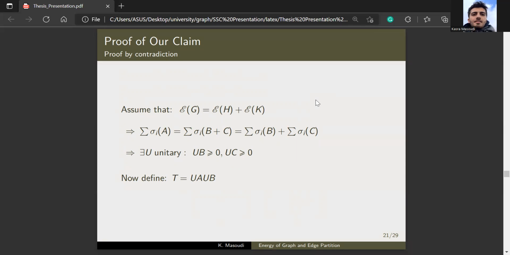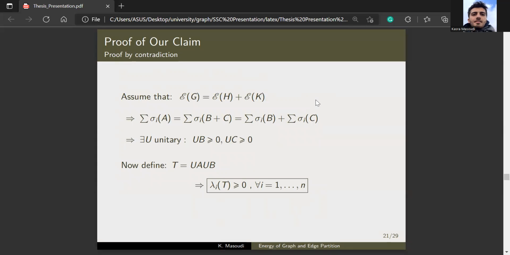We define T as the product of UR and UB. From linear algebra, we know that the eigenvalues of the product of two positive semi-definite matrices are non-negative. And since UR and UB are positive semi-definite, all eigenvalues of T are non-negative.